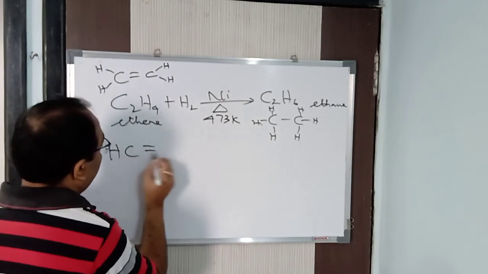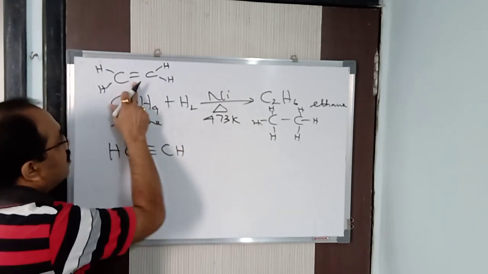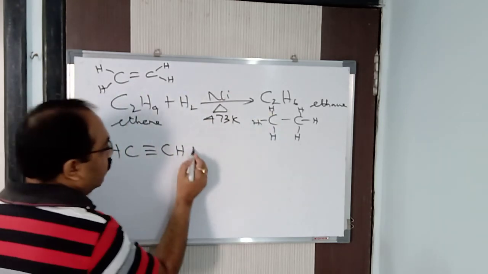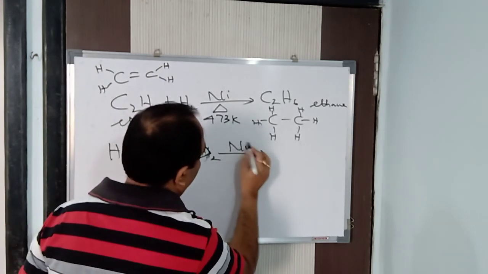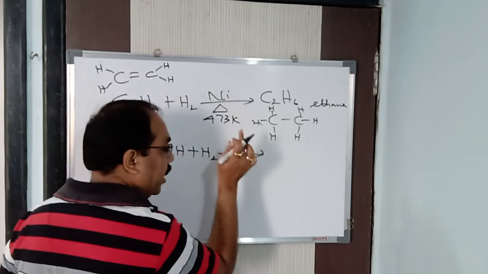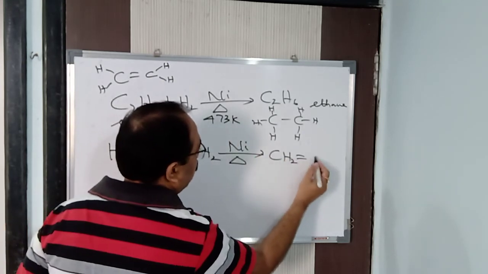Similarly, if I take acetylene here, see, triple bond. This is double bond alkene, this is single bond alkane, this is triple bond alkyne. So when it reacts with hydrogen, same thing, nickel and heated. You can take any catalyst. I can take nickel, or you can take platinum or palladium. What will I get? I will get CH2 double bond CH2.